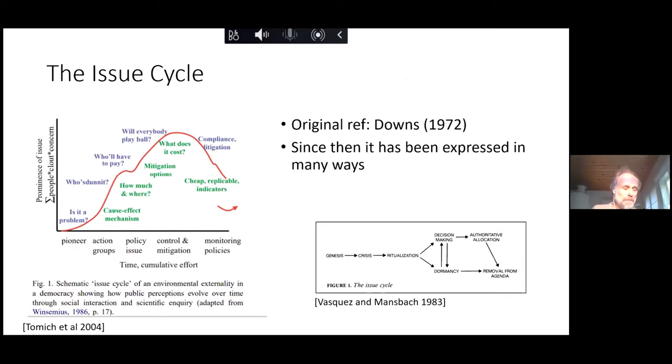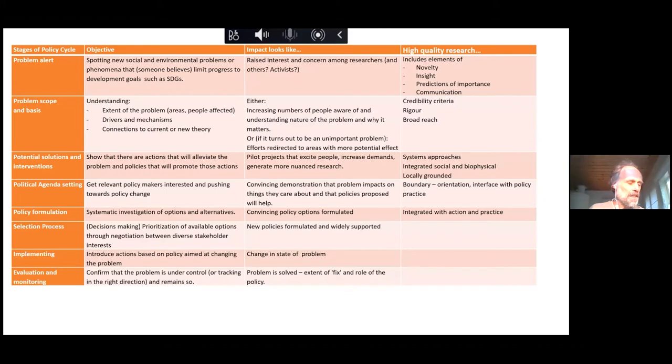The first example is the issue cycle, which was first described in 1972. It describes the stages which attention, research, and action go through when working on topics of public and policy interest. I'd say that sometimes they go through it; of course, they don't always. But when you have a framework like that, it describes stages or steps, which I've broken down in the rows of this table. The stages can be described in various ways, but there's a clear objective for each. And we can describe what impact of each of those steps looks like if that objective is met.